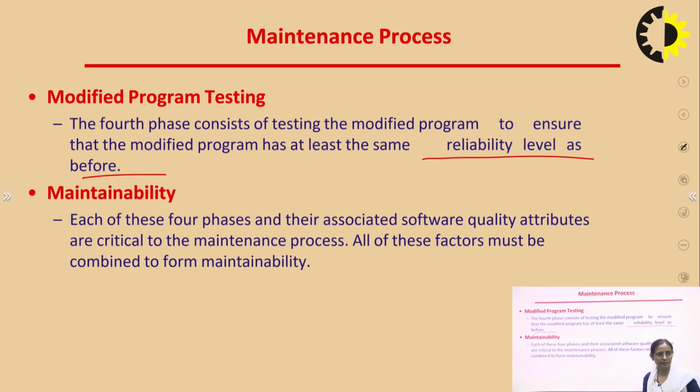Then comes the maintainability. Each of these four phases and their associated software quality attributes, that is, you need to verify the quality attributes also, are critical to the maintenance process. All of these factors must be combined to form the maintainability.